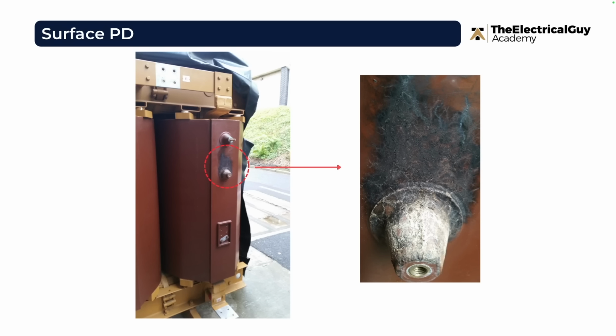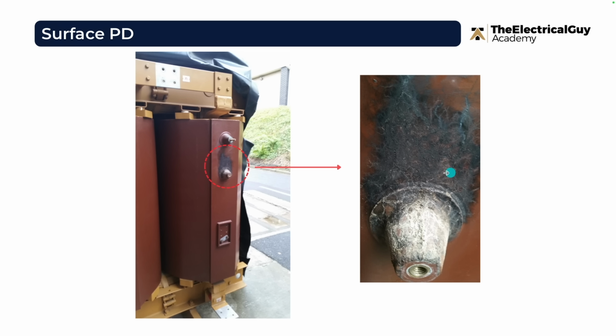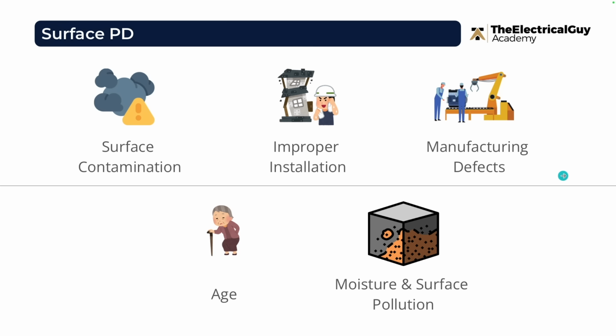So what is this? This is not a ghosted or haunted bushing, right? It may look like that, but it's not done by a ghost. It is done by partial discharge. This type of partial discharge, where surface tracking happens, is called surface partial discharge. Now the question is why this happens. There are multiple reasons. Let's talk about them.